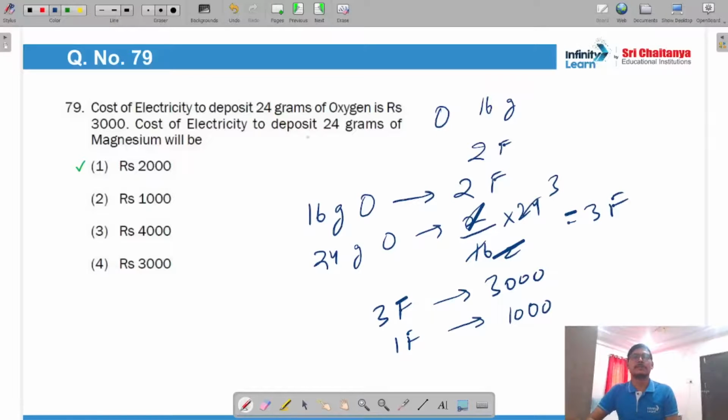Now cost of electricity to deposit 24 gram of Mg. Now obviously for Mg, the n factor is 2 and the molar mass is 24. So we basically need 2 Faraday of electricity and the cost of electricity per Faraday is 1000 rupees. So for 2 Faraday, it would be 2000 rupees. Very simple application of unitary method.